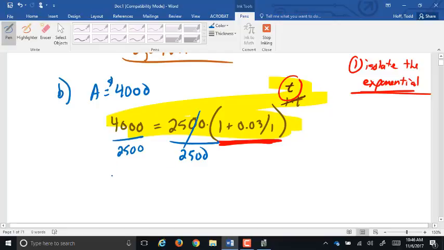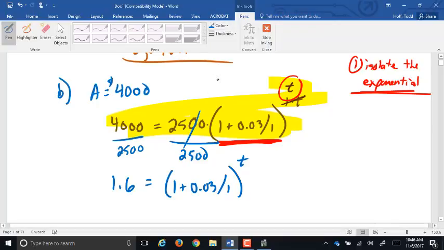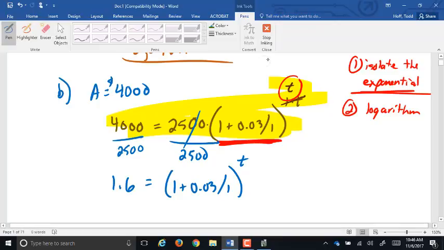So we divide there. This ends up being 1.6 equals 1 plus 0.03 divided by 1 to the power of t. Once we have isolated the exponential, our second step is to do a logarithm. Now remember, the log that we're going to have to do is going to be base whatever the base of the exponent is.